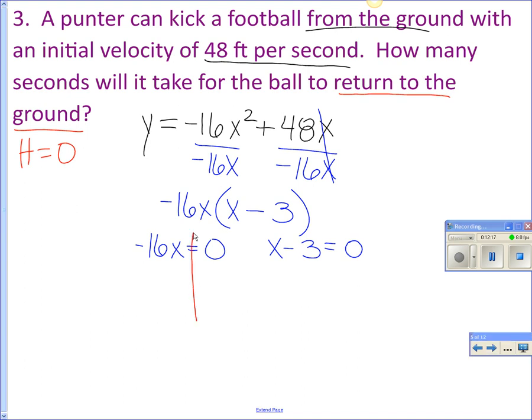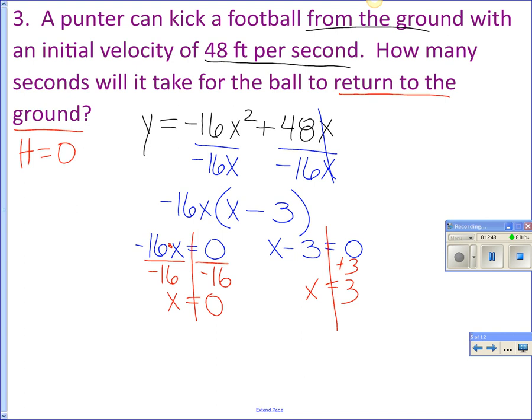What would I do here to get x by itself? Divide. Because the opposite of multiply is to divide. What is 0 divided by -16? 0. Okay, I just want to show you that in preparation for next year. You don't really need to know it right now, but I want to kind of show you that. What else would you do right here? You would add 3, and so x equals 3.